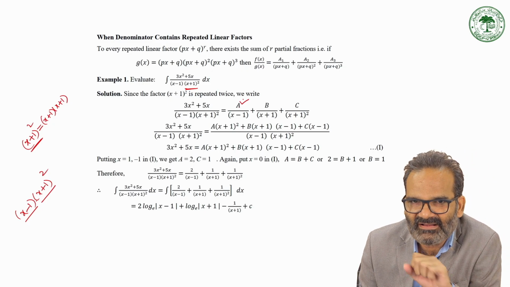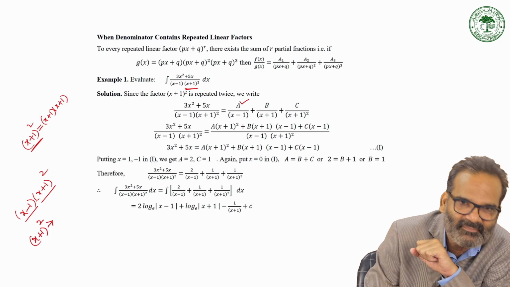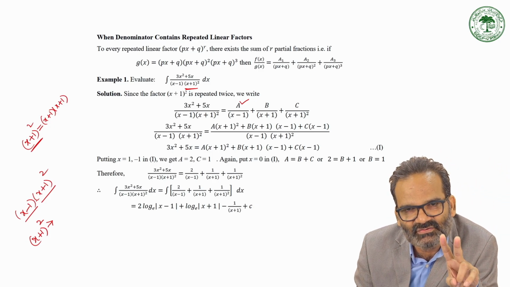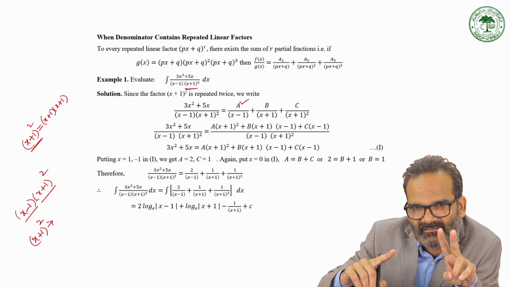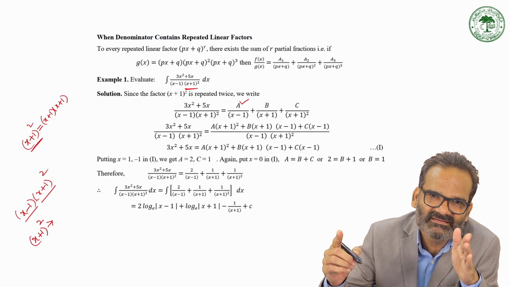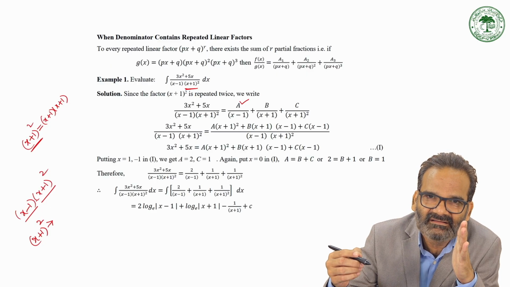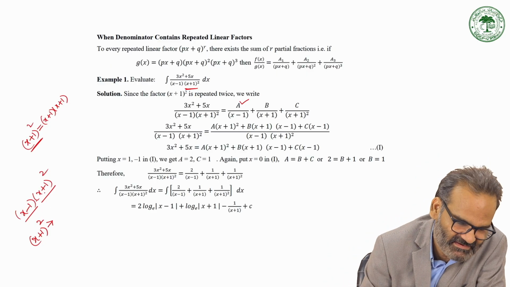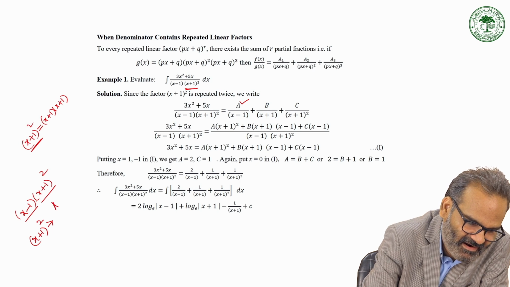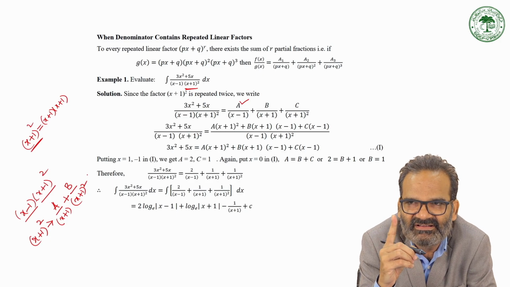No problem. But what happens with the repeated one? (x + 1)² is being repeated twice, so what will we do? The factor is being repeated twice, so we need two constants. And if a factor is being repeated thrice, three times, we need three constants. It means that however many times a factor is being repeated, we need the same number of constants. So we will need a constant A upon x + 1, plus the second constant B upon (x + 1)². Because the factor is repeated twice, we need two constants.